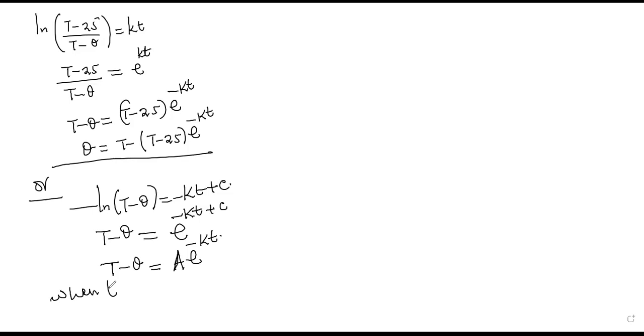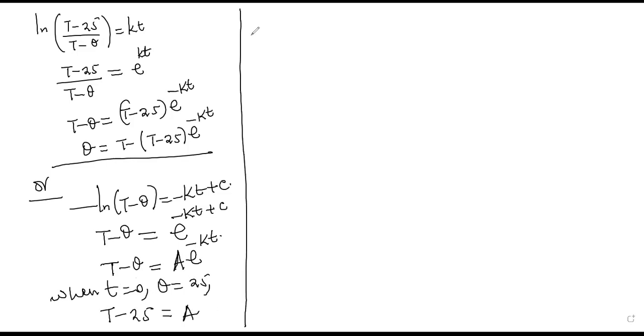Then you bring in your condition. When t is 0, theta is 25, implying that by substituting here, we shall have T minus 25 is equal to A. So again, if you substitute, you're going to get T minus theta is equal to A, which is T minus 25 e to the power negative kt, which is the same as this.